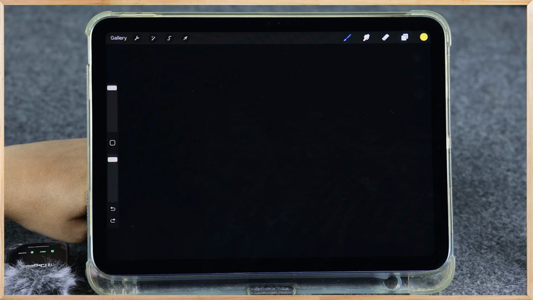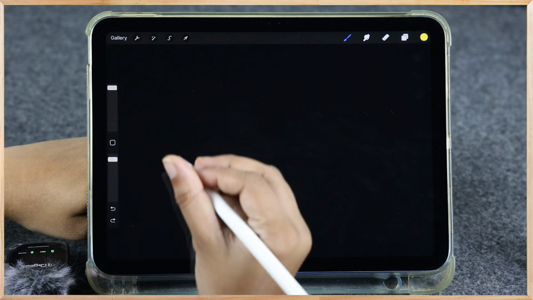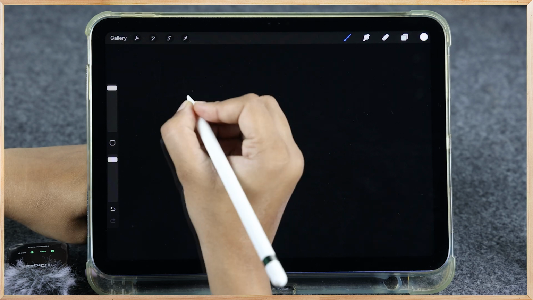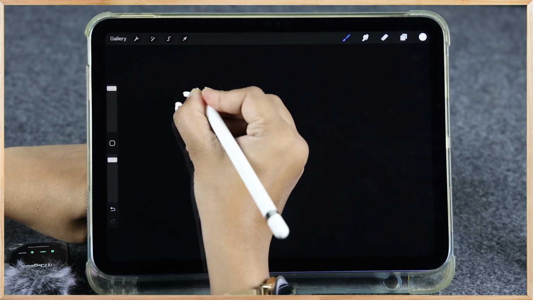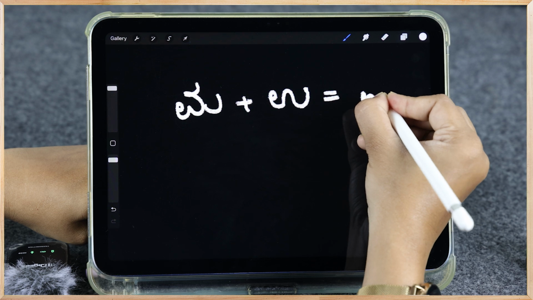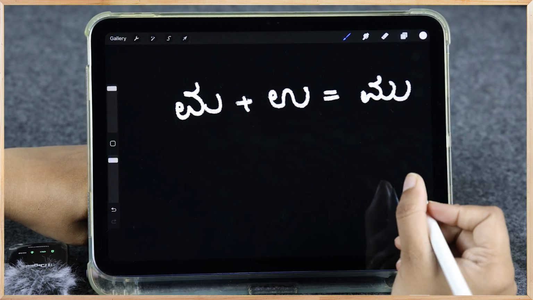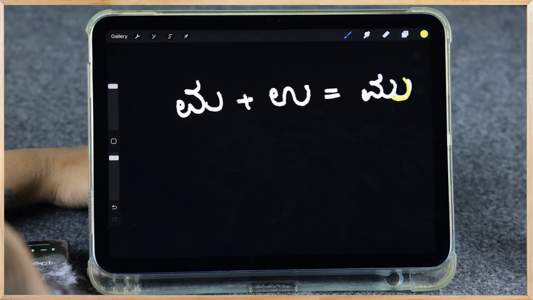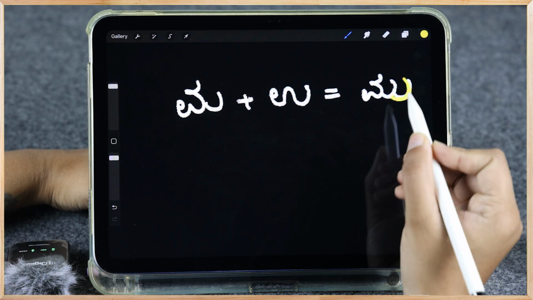Special feature of ma. For the consonant ma, secondary symbols are added to the right of the letter. For example, ma plus u is written as mu. Please note that for consonant ma, secondary symbols are added to the right of the letter.